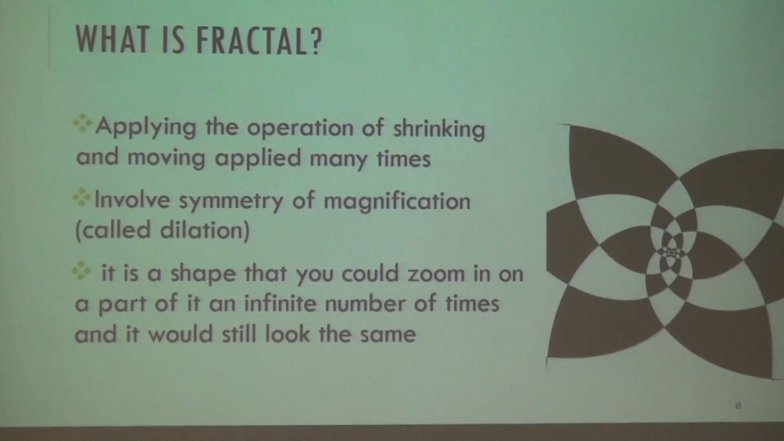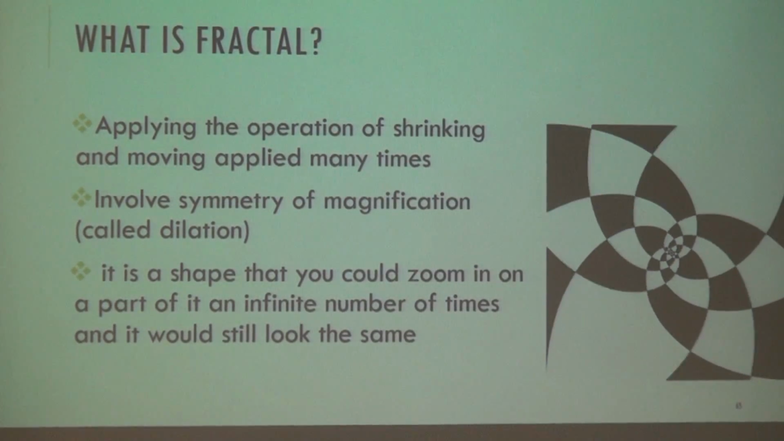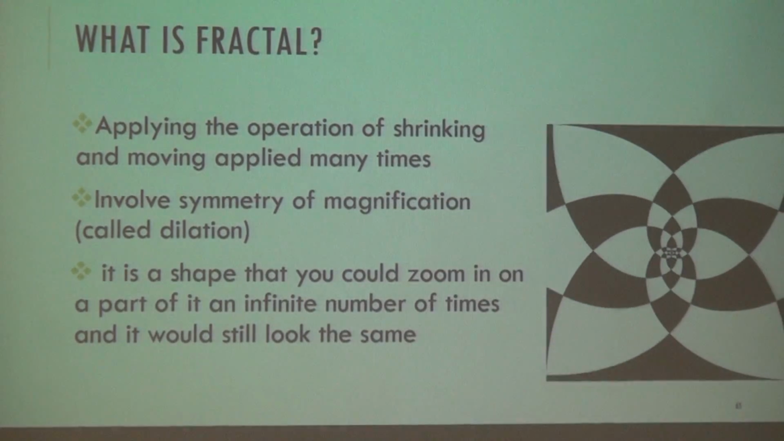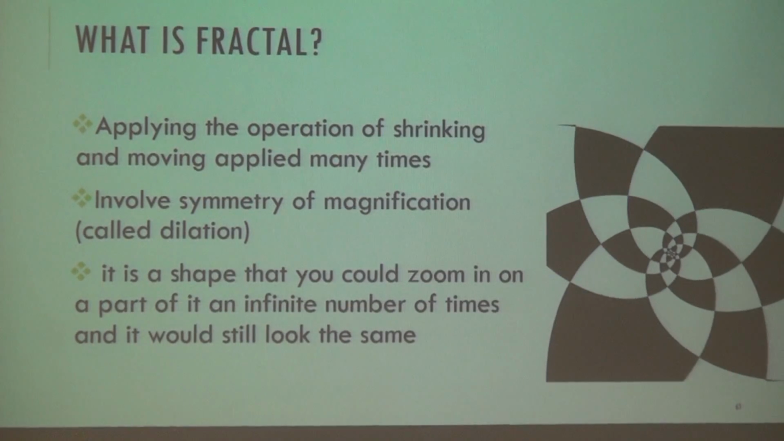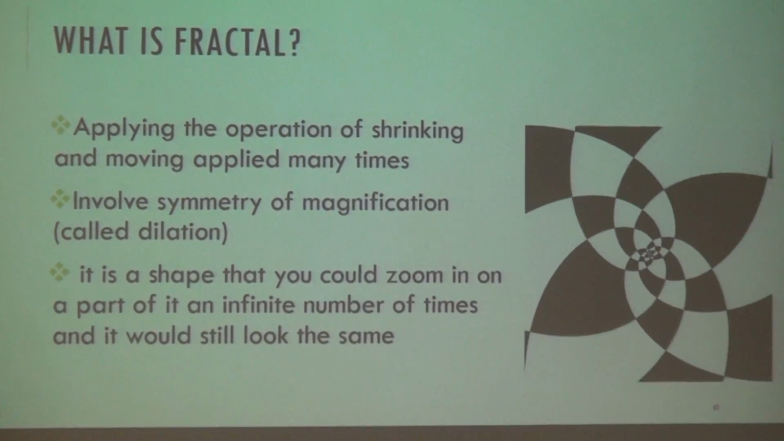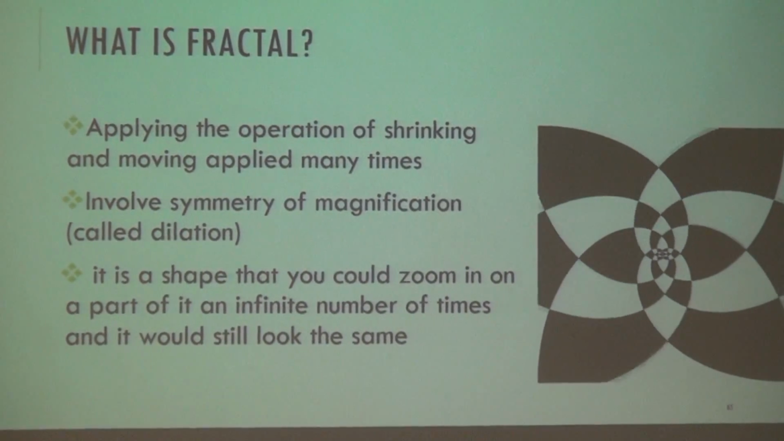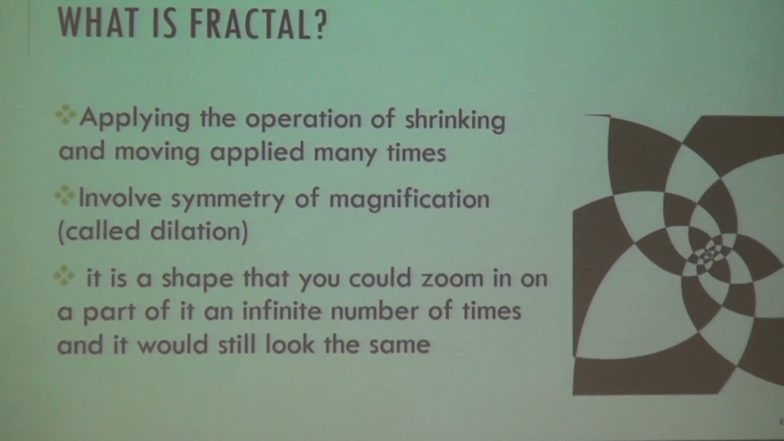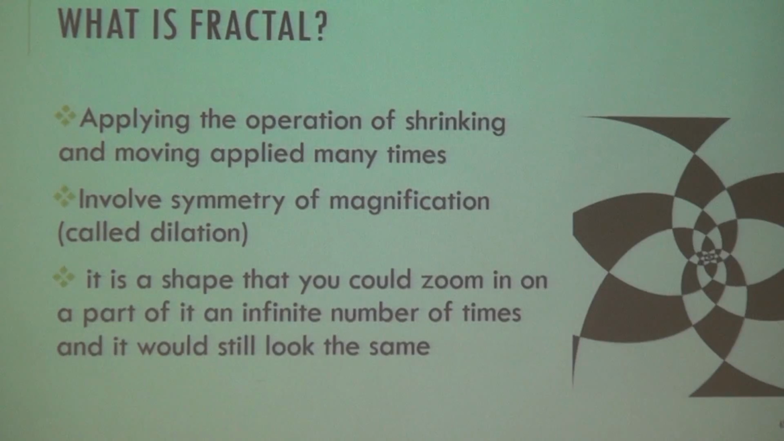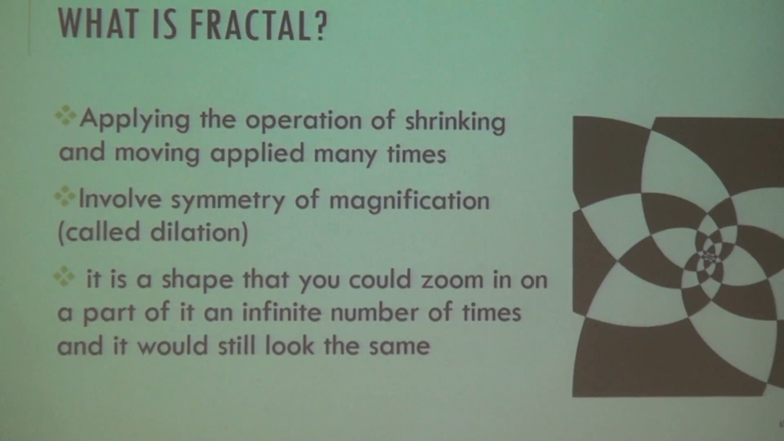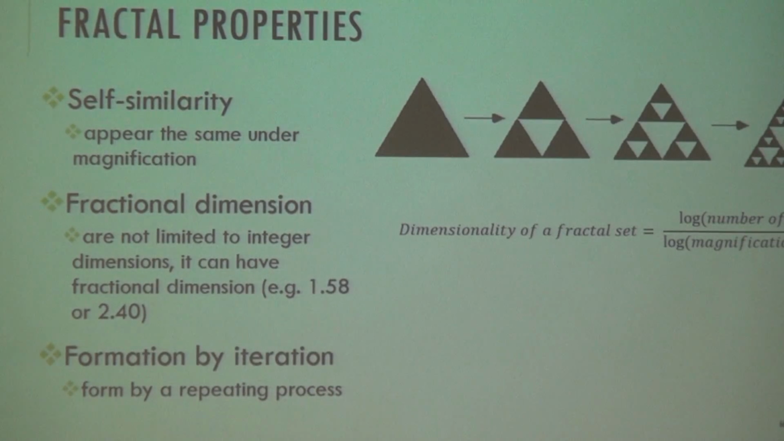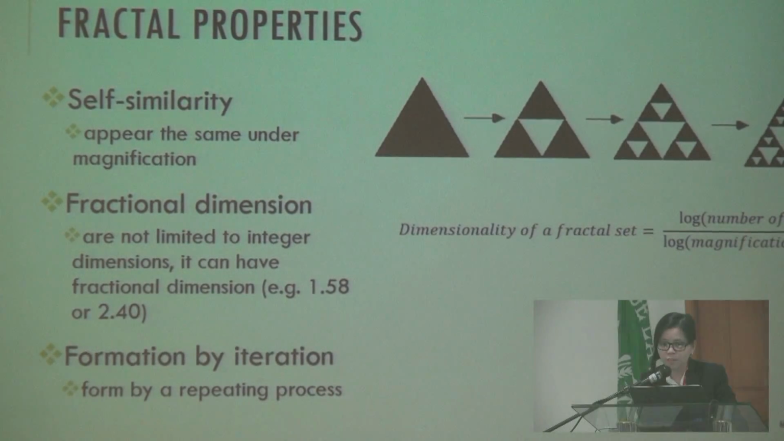So this will be a summary that I will take from my students. For fractals, you will observe that you can shrink it and zoom in multiple times, an infinite number of times, and it will still look the same. So it also involves symmetry of magnification. Symmetry is a topic that will be discussed in some other modules. So what are the main properties of fractals?